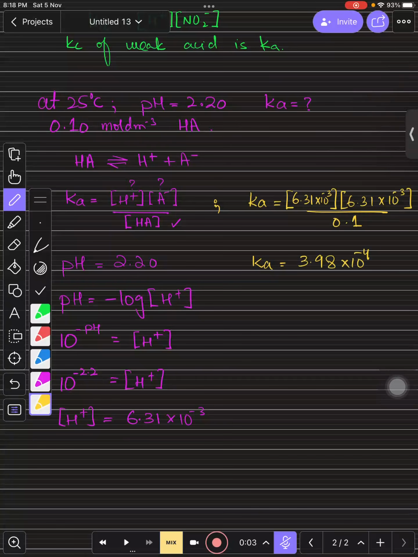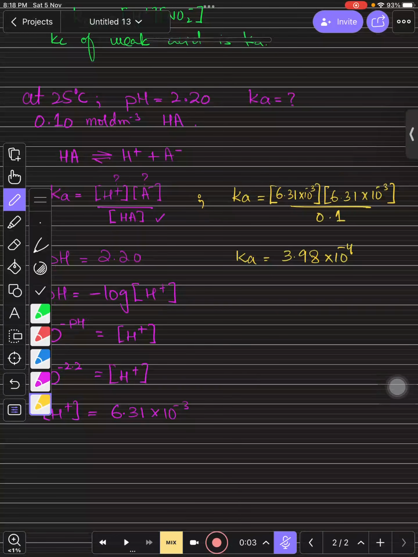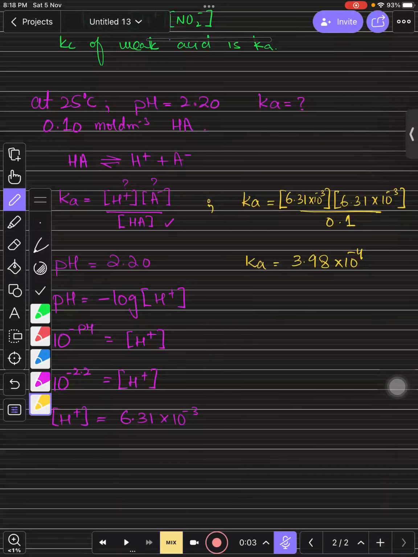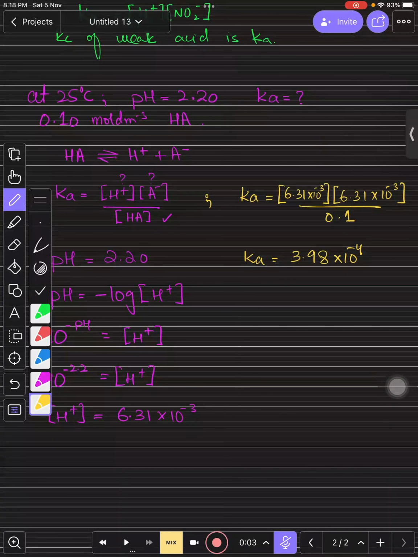ठीक है ना? ऊपर आपके पास 2 मोल पर डेसिमीटर क्यूब है, नीचे भी आपके पास 2 मोल पर डेसिमीटर क्यूब है. When they will cancel each other, तो आपके पास ऊपर बच जाएगा 1 मोल पर डेसिमीटर क्यूब. So this will be the unit of Ka, right बच्चों?